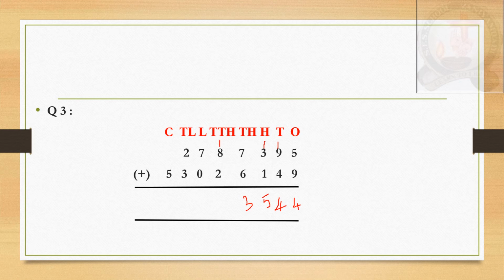7 plus 6 is 13. For 13, write 3, carry 1 to the next digit. 1 plus 8 is 9, 9 plus 2 is 11. For 11, write 1, carry 1 to the next digit. Now 7 plus 1 is 8, 8 plus 0 is 8. So 2 plus 3 is 5, and 5 will come as it is. Therefore the answer is 5 crore 58 lakh.